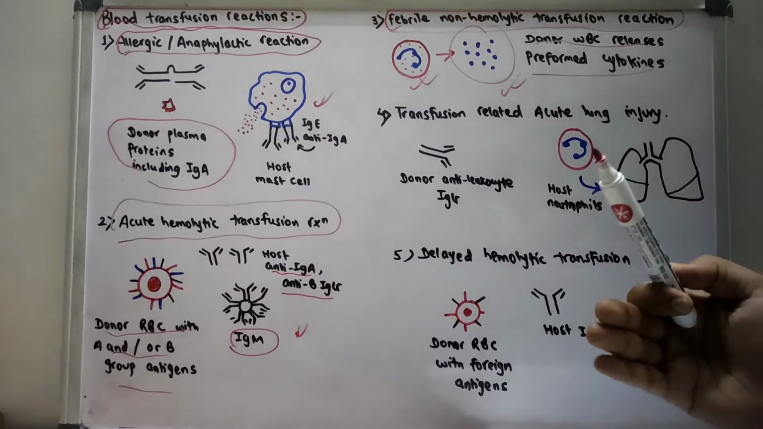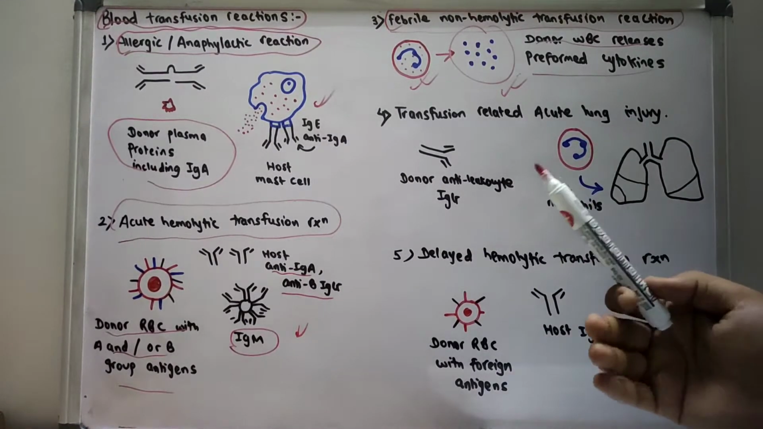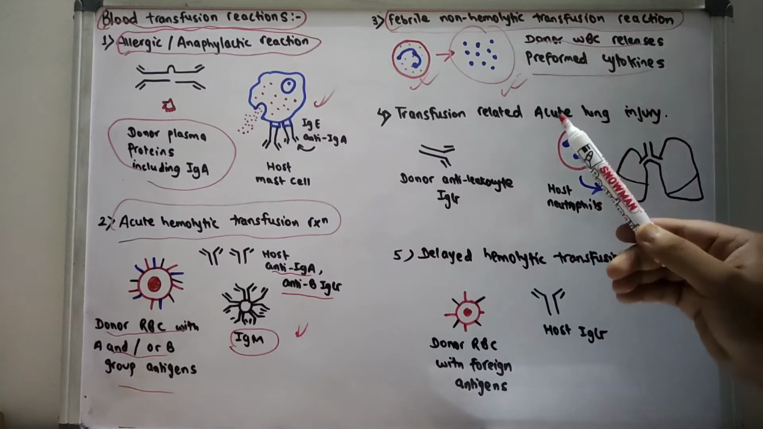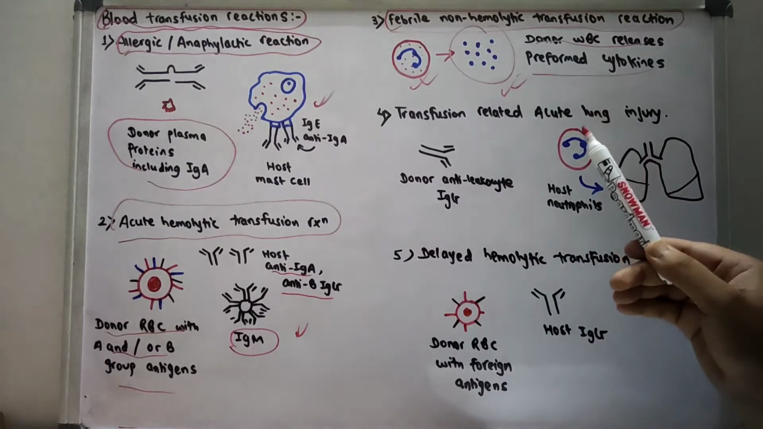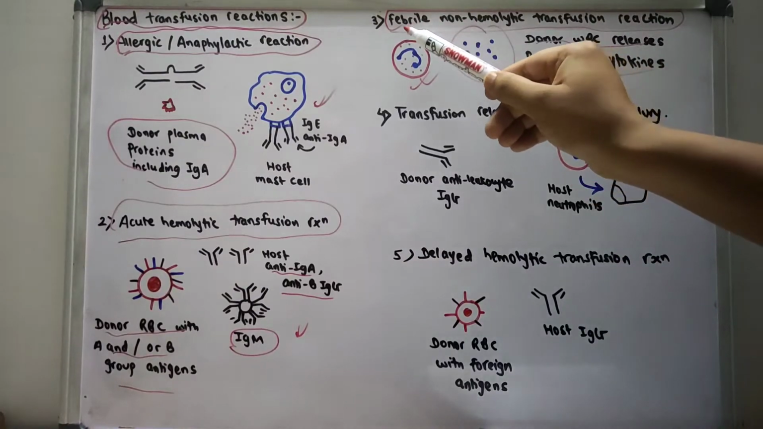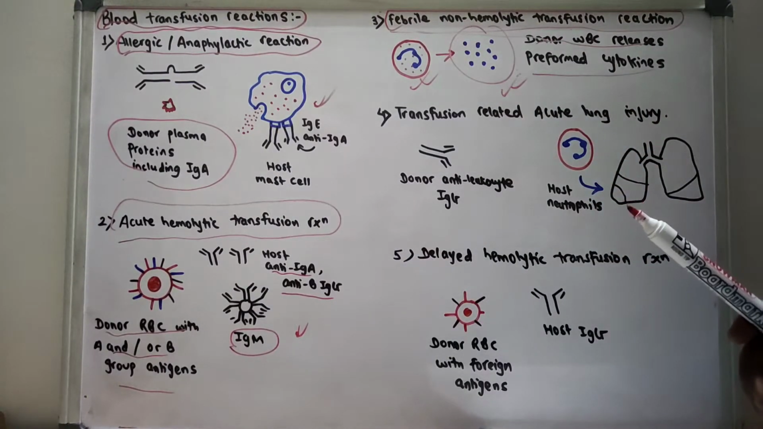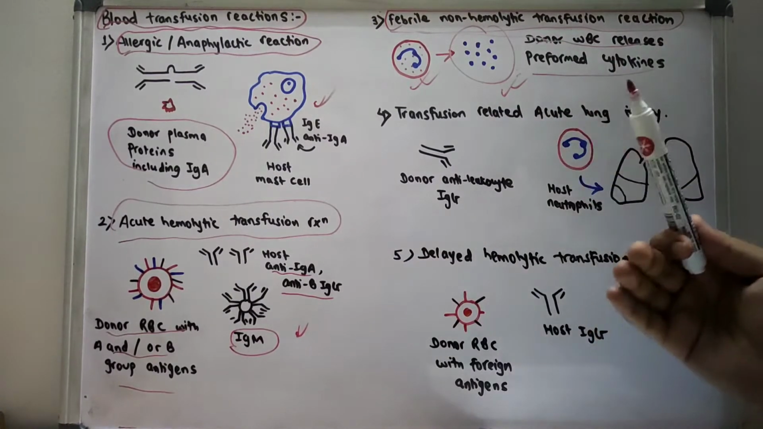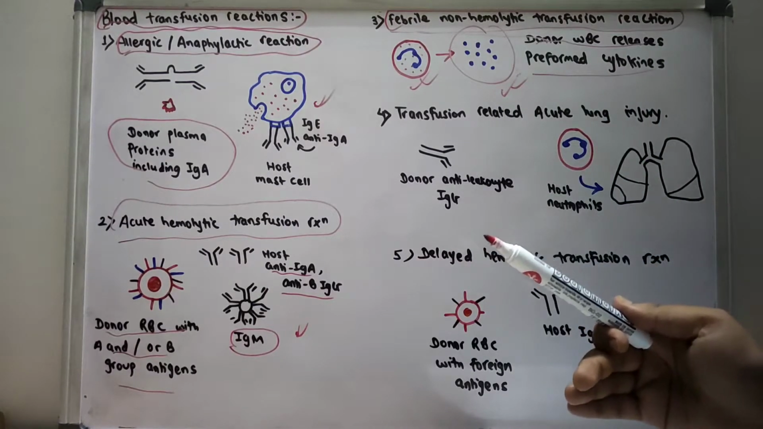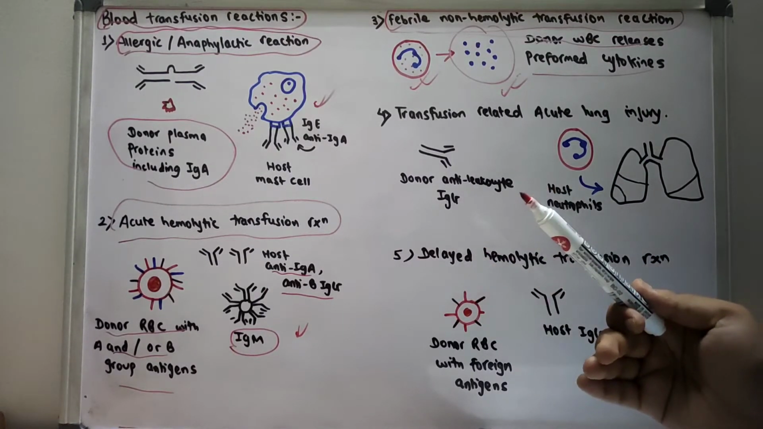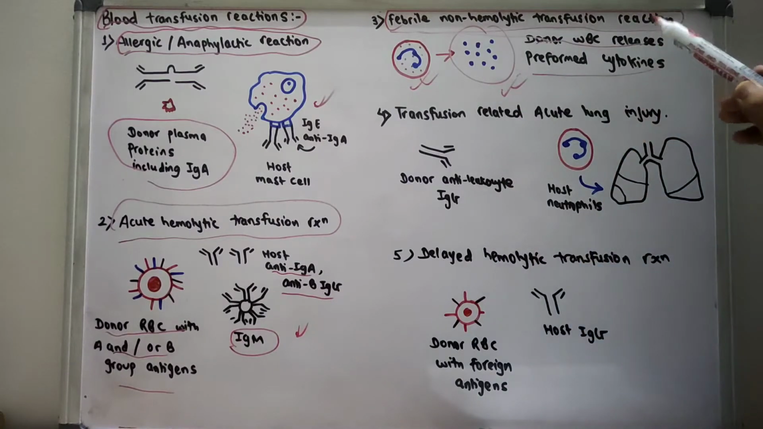The febrile non-hemolytic transfusion reaction occurs within 1 to 6 hours due to preformed cytokines. The main clinical features are headache, fever, chills, and flushing, and the febrile non-hemolytic transfusion reaction is more common in children.